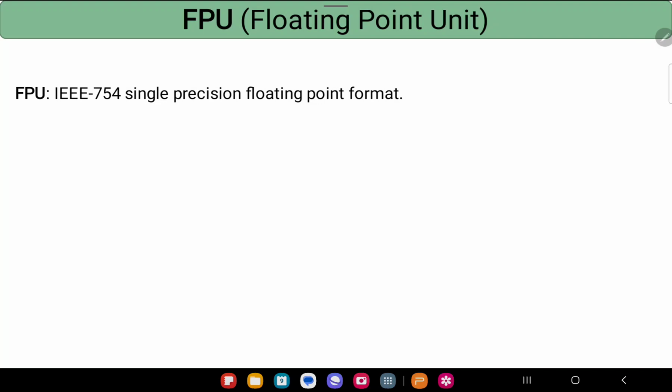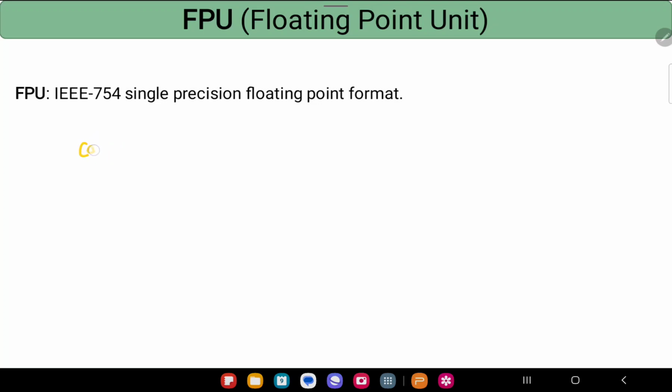Okay, so first we will talk about the floating point units. The IEEE 754 single precision floating point format is used for the DSP processor. So what is the advantage if we are using floating point or fixed point numbers? What will be the advantage in terms of cycles and computations?